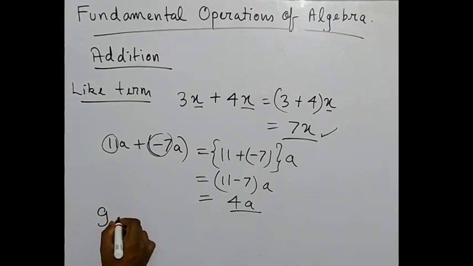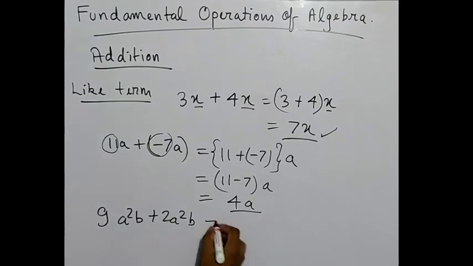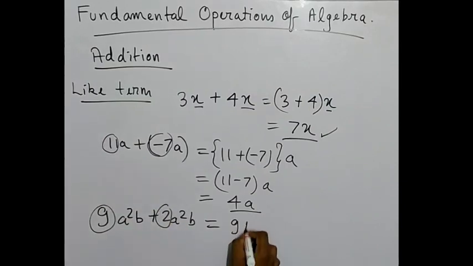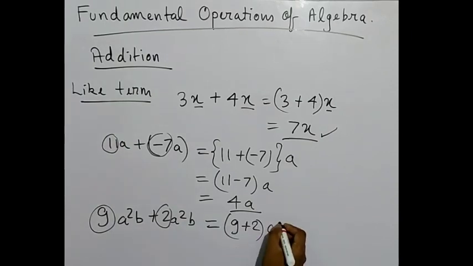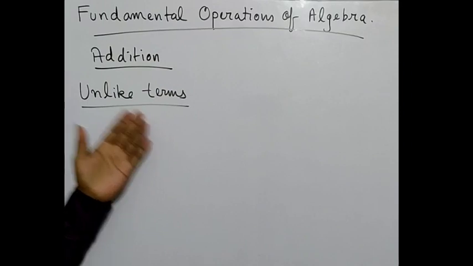Let's take one more example. 9a square b plus 2a square b. Now again these two are like terms. So we'll add the numerical coefficients, that is 9 and 2. 9 plus 2, and take the variable as common. 9 plus 2 gives you 11 a square b. This is the answer. Clear? So now let's look at the addition of unlike terms.